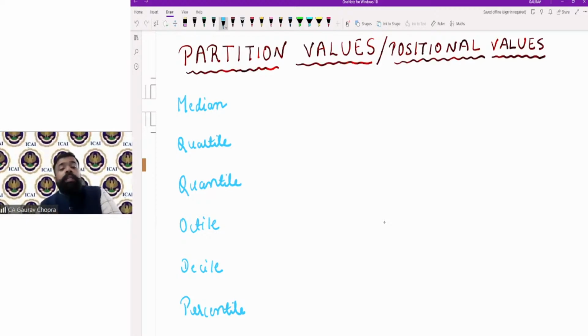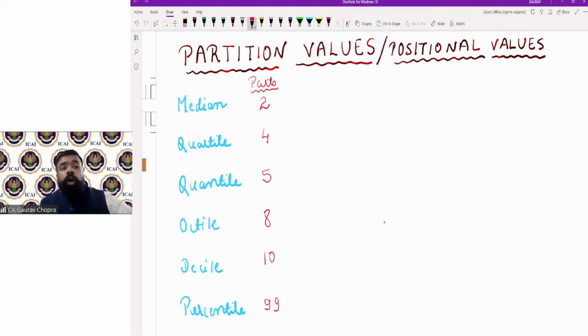Now, what is basically median? Median divides an arranged series into two equal parts, whereas quartile divides it into four equal parts. Quantile means five equal parts, octile is 8, decile is 10, and percentile is 100.